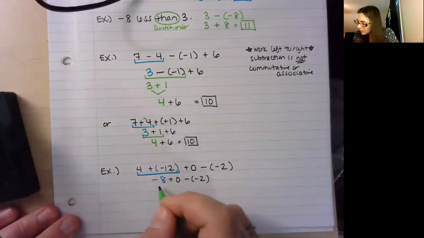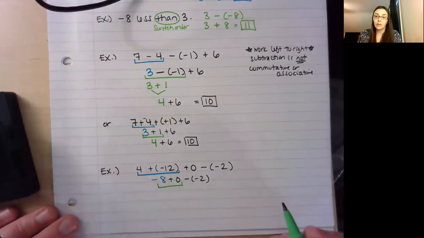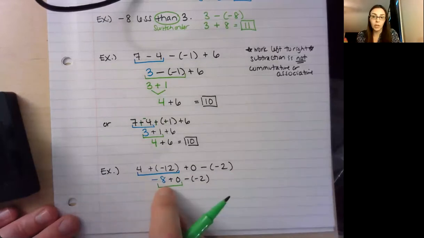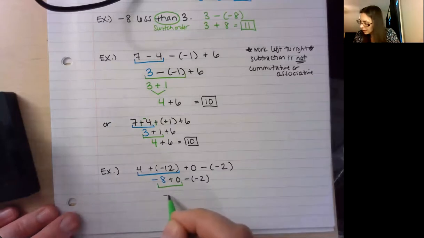Now, when you're adding with 0, whether you're adding with a positive or a negative, it doesn't matter. Adding with 0 is not going to change anything. So this is going to just say -8.